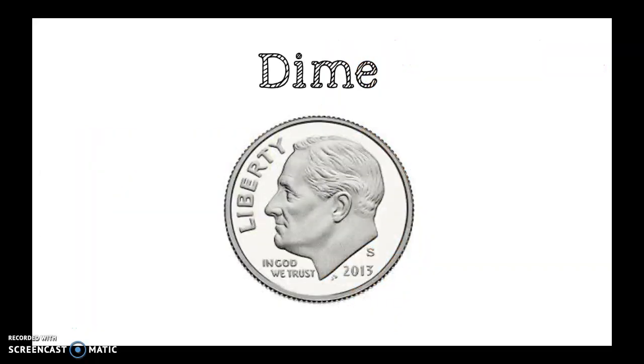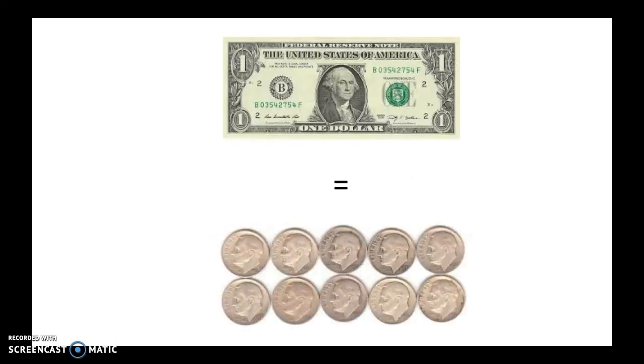What about the other coins? How about the dime? Do you remember how much the dime was worth? That's right, 10 cents. And a dollar is worth 100 cents. So how many of these dimes would I have to get together to make up 100 cents? Let's think about that for a minute. $1 equals, did you say 10 dimes? I have to agree with you. Let's count it and check.